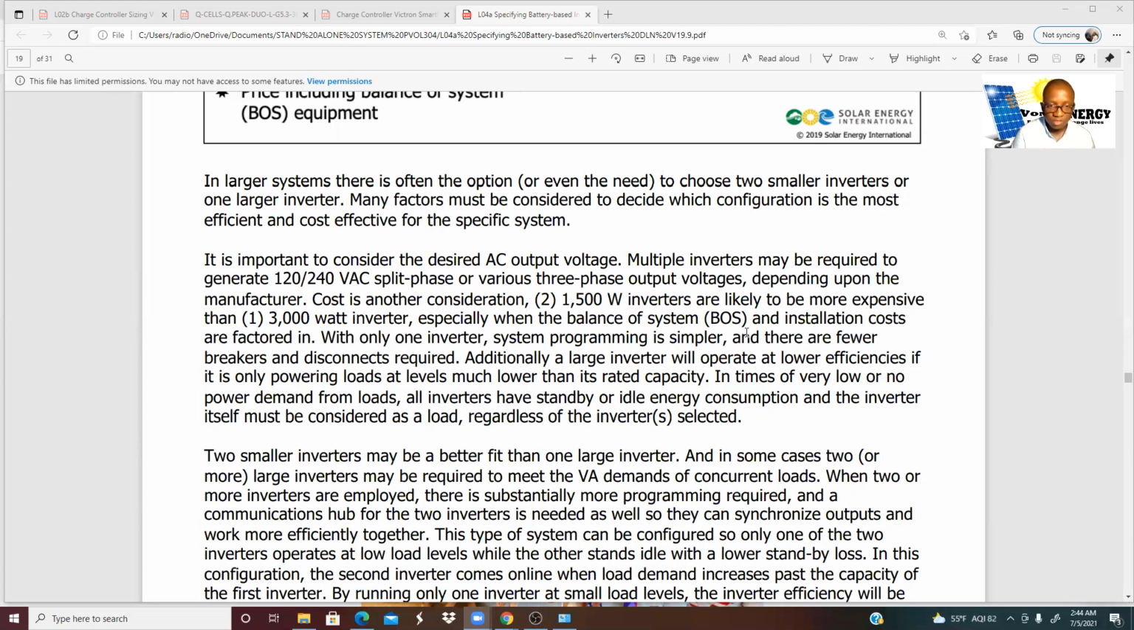With only one inverter, system programming is similar, and there are fewer breakers and disconnects required. Additionally, a large inverter will operate at lower efficiency if it is only powering loads at a level much lower than its rated capacity. In times of very low or no power demand from loads, all inverters have a steady energy consumption, and the inverter itself must be considered as a load regardless of the inverter selected.